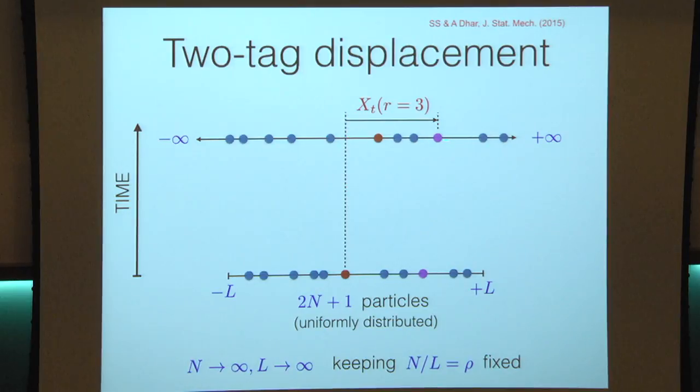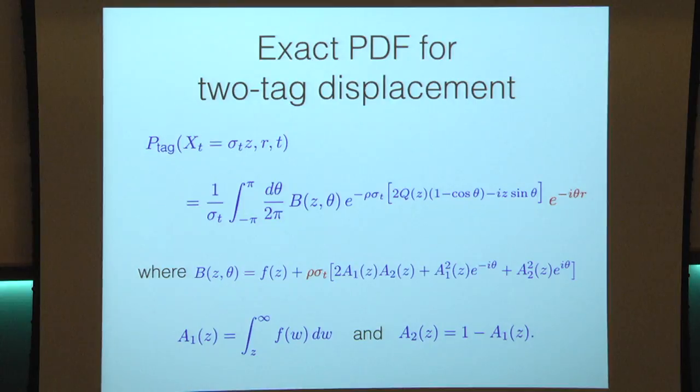So they are separated by three. From the red it is 1, 2, 3, so this is given by this. So it's called R equal to 3. But in general, you can have them separated by any R. And you can essentially do the same calculation, and you can ask what is the probability distribution of this object. So what you find is this formula.